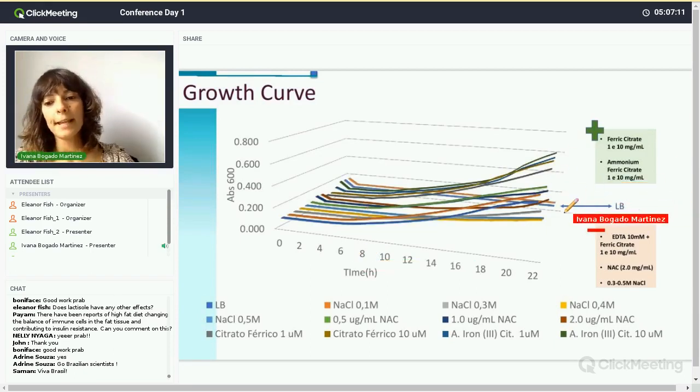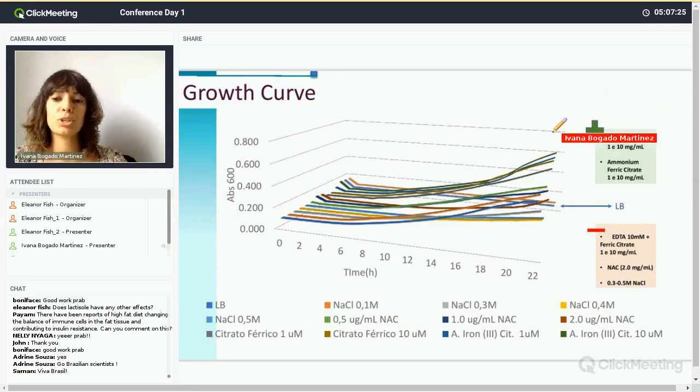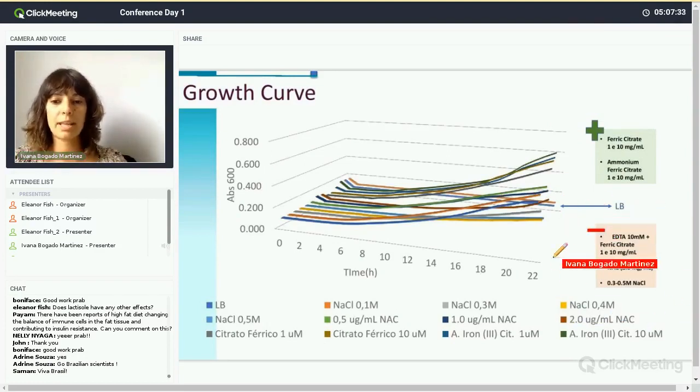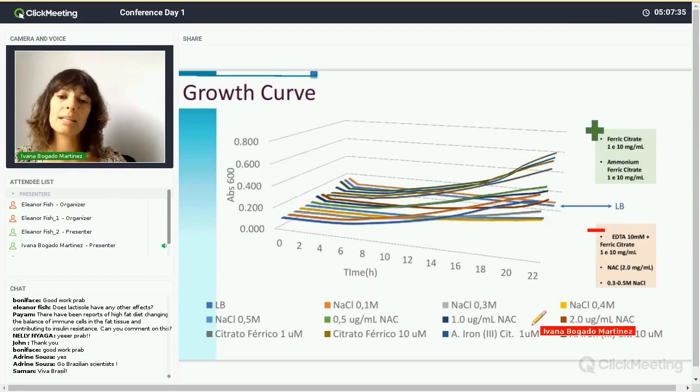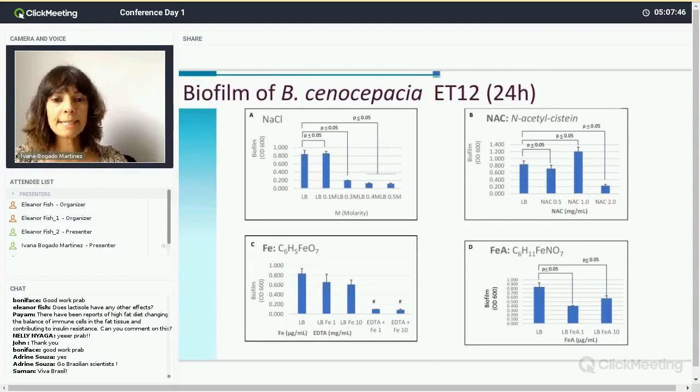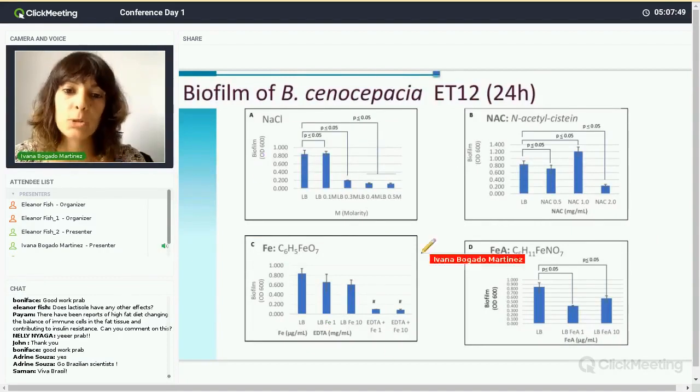Besides, we have the Luria-Bertani as a reference media, and we can observe that above this line, which represents the reference media, we notice that iron can stimulate the growth of bacteria, and all other conditions tested are below this line, indicating the ability to inhibit or lower the ability of the bacteria to grow.